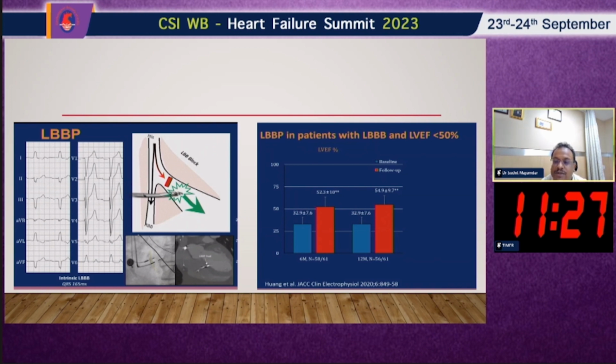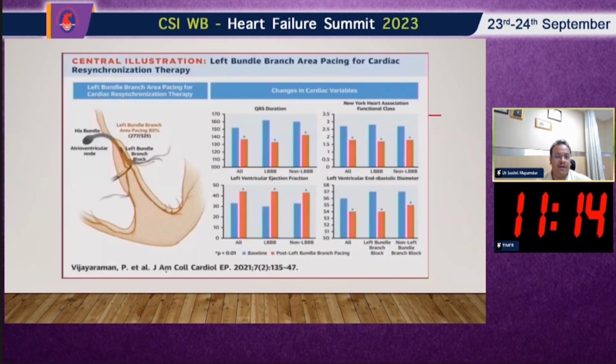Here, in 2020, the study showed that left bundle branch pacing compared to this causes an improvement of the EF in patients with an LVEF of less than 50%. Next slide. This study by Vijayaraman et al. showed that left bundle area pacing for cardiac resynchronization therapy gave a significant improvement of the ejection fraction, and also a significant decrease of the QRS duration, and this was in all groups of CRT, LVEF and non-LVEF group also. Next slide.